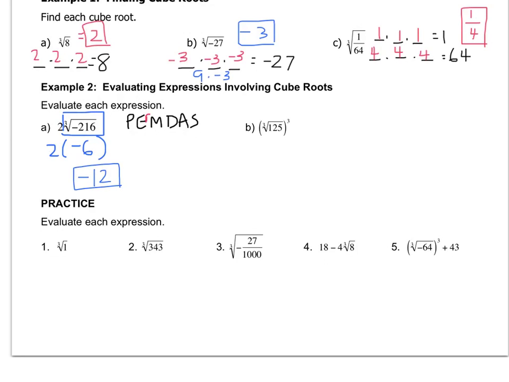In letter B, you want to figure out, we got to do the parentheses first. So what number used 3 times is 125?